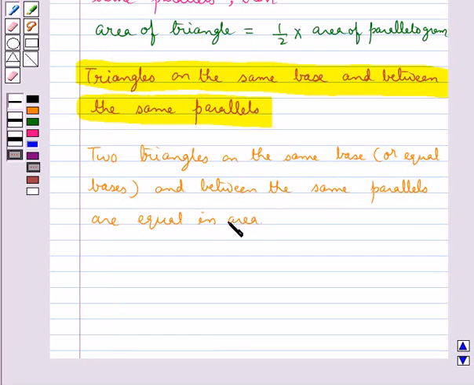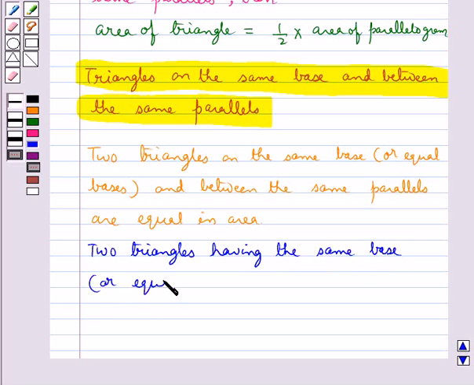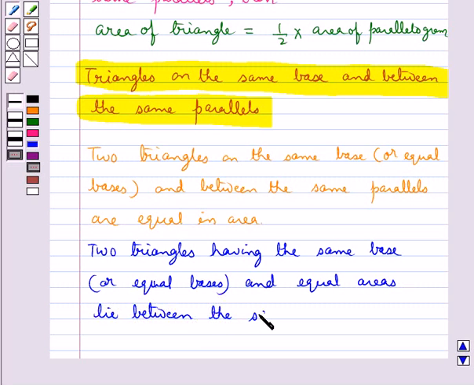Like for this figure, we have area of triangle ABC is equal to area of the triangle PBC. Converse of this statement can be given as two triangles having the same base or equal bases and equal areas lie between the same parallels.